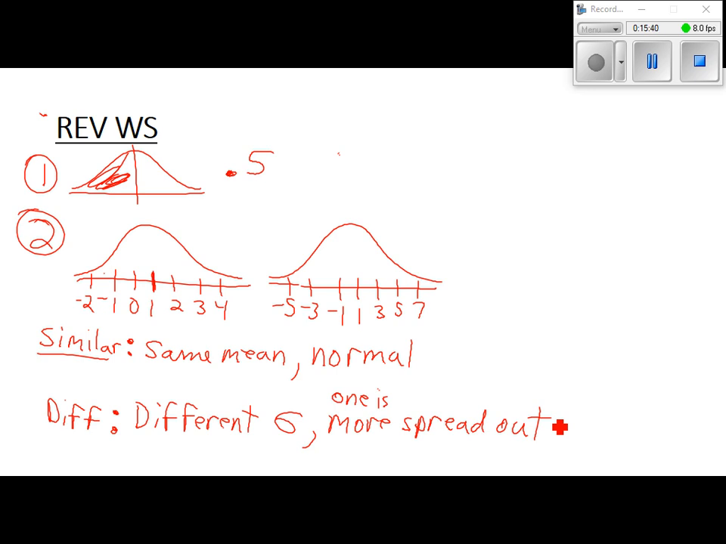So if I was actually going to draw it correctly, this one should look like this, and this one should look more like something a little more spread.